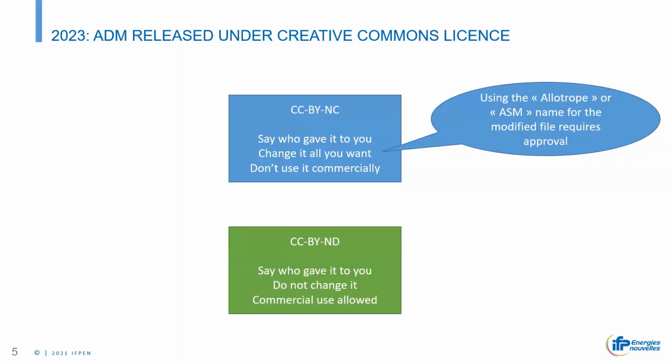And then you have the other license, which is CC BY-ND. So still say who gave it to you, so you have to acknowledge that the base file was from the Allotrope Foundation. You are not allowed to change it. You have to use it exactly as is. So you cannot make derivative files, but you can use it for commercial use.